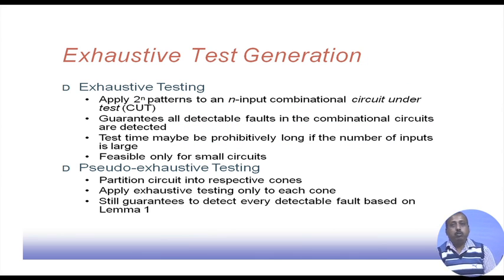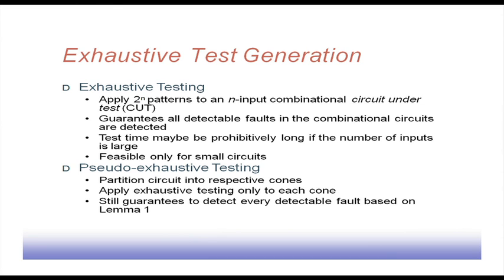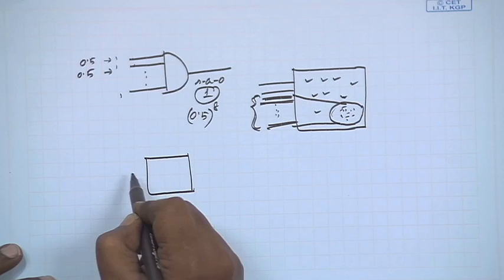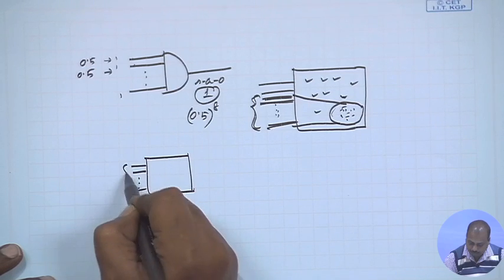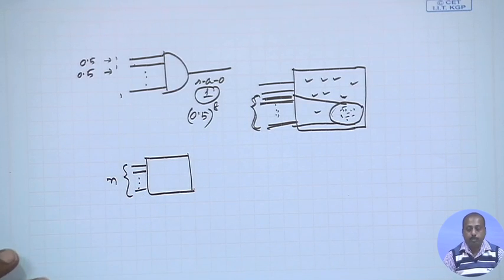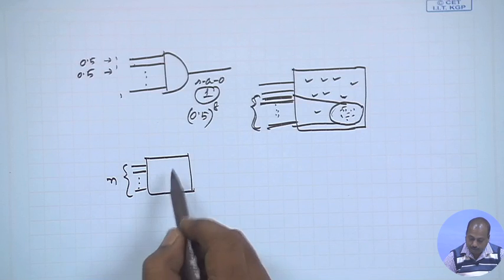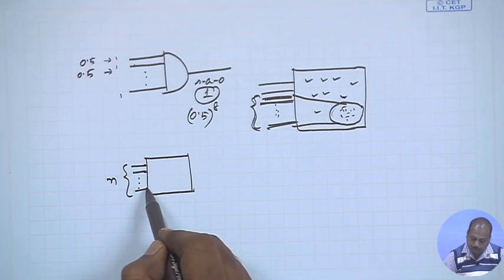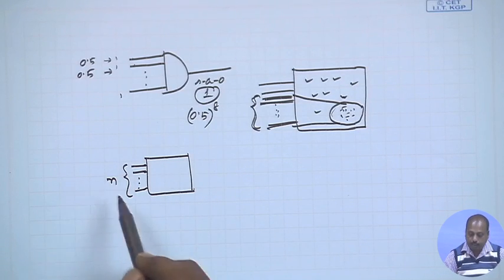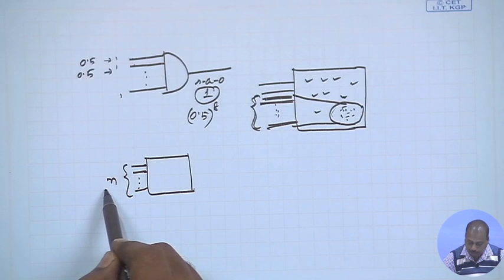Next, we will look into different test generation techniques. To start with, we will look into exhaustive test generation. Exhaustive testing says to apply 2 power n patterns to an n input combinational circuit under test. This is the circuit, and it has n number of inputs. Irrespective of what type of faults may be present, ultimately we are going to apply one of these patterns.